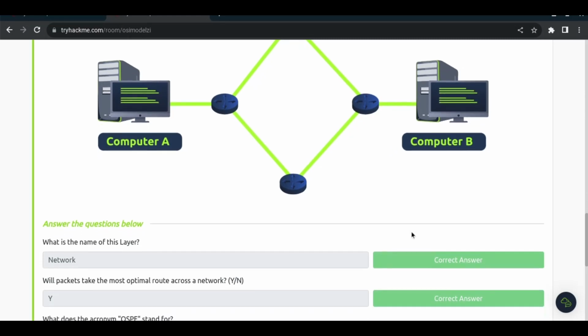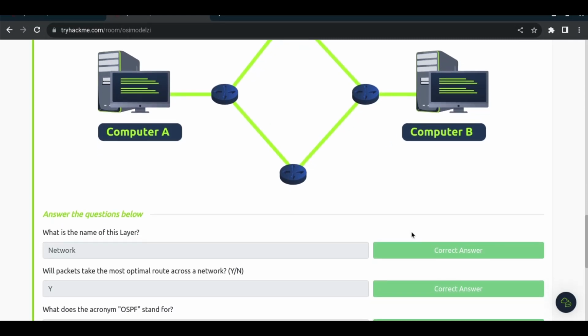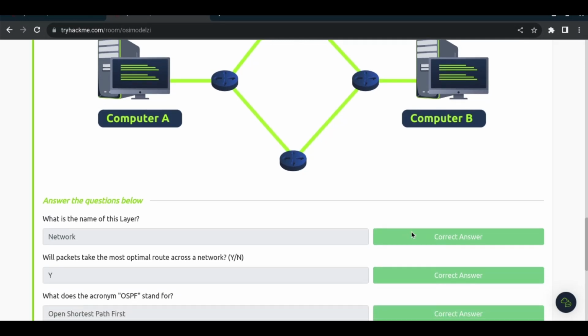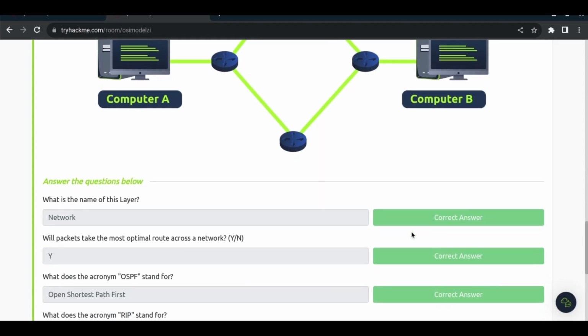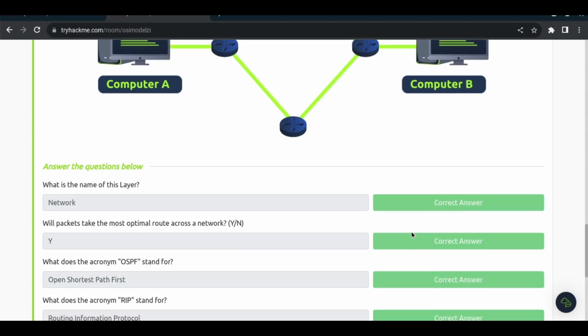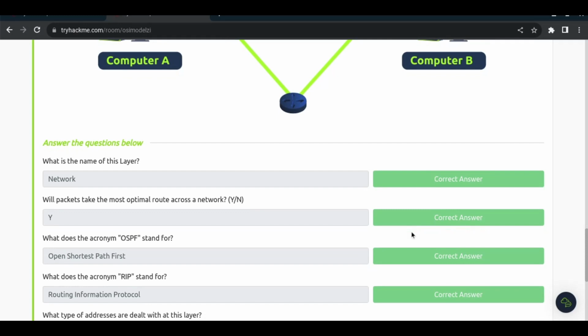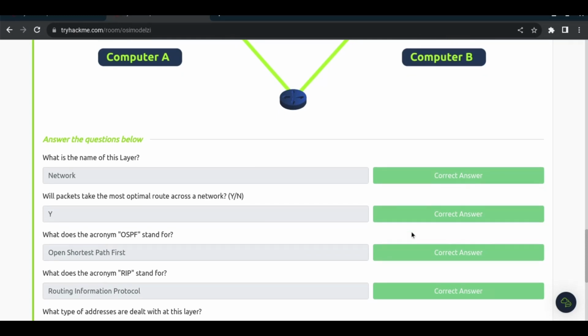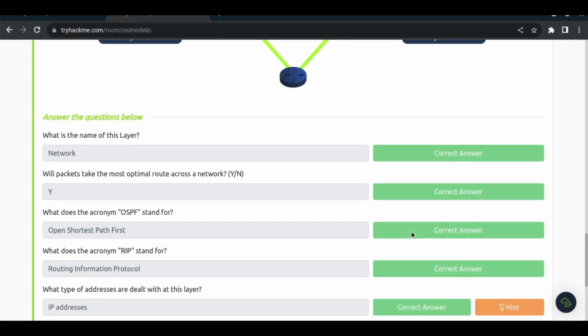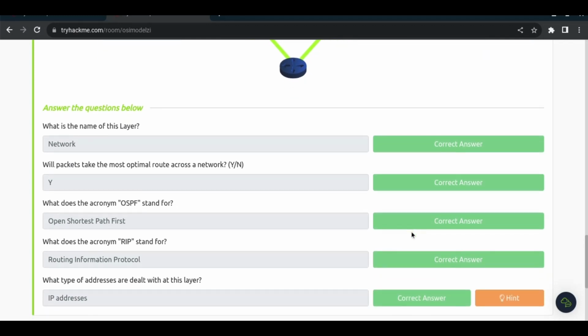What does the acronym OSPF stand for? It stands for Open Shortest Path First. What does the acronym RIP stand for? It stands for Routing Information Protocol. What type of addresses are dealt with at this layer? And that is IP addresses. And that concludes this portion.